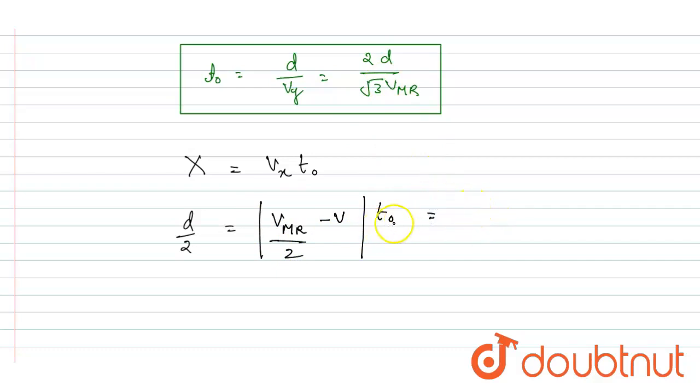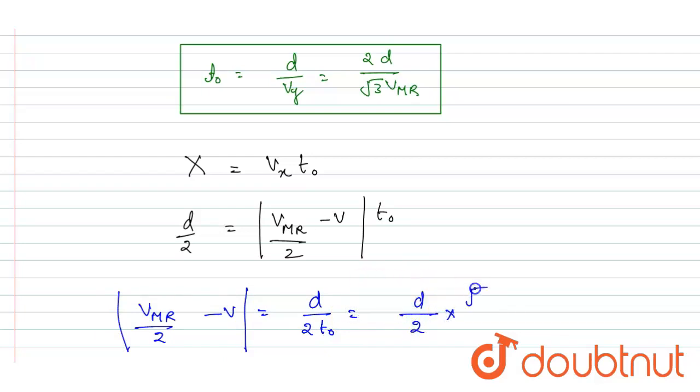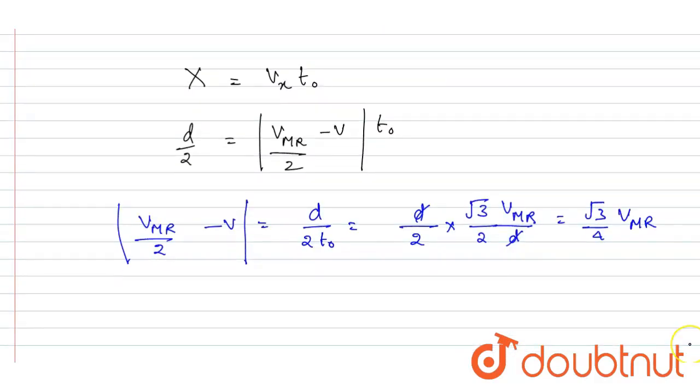So if I write down, it is VMR by 2 minus v mod, it will be equal to d by 2 into t naught, right? Put the value of t naught now. So it will be d by 2 into root 3 by 2 VMR by d. Right, so this d will get cancelled out and you will get root 3 by 4 VMR. Right, now you can open this mod once keeping the sign positive and then keeping the sign negative.